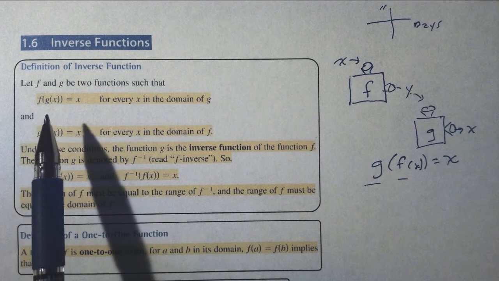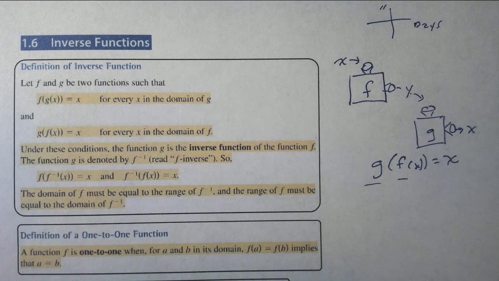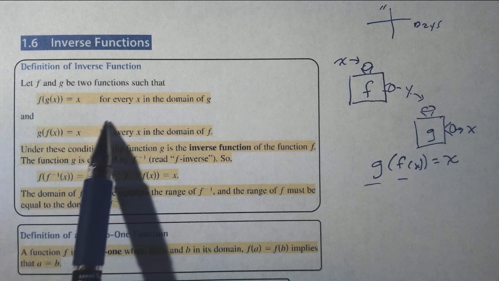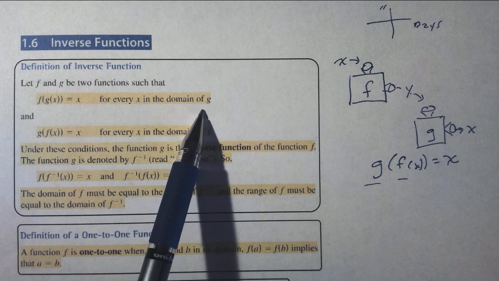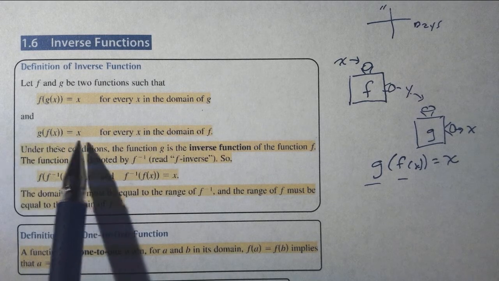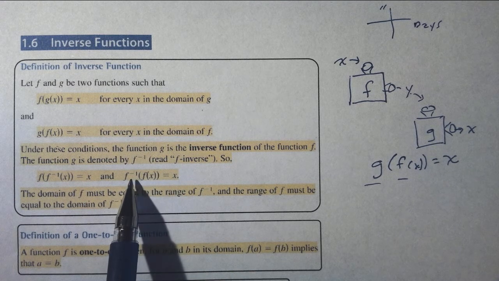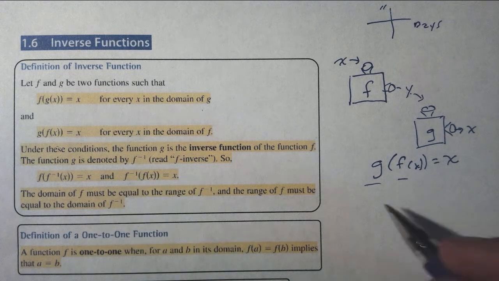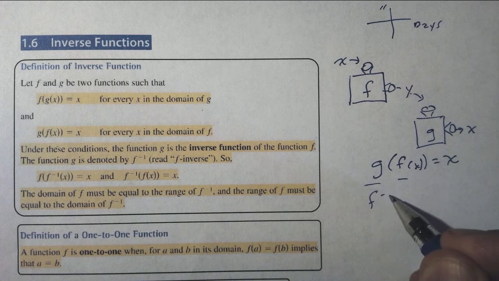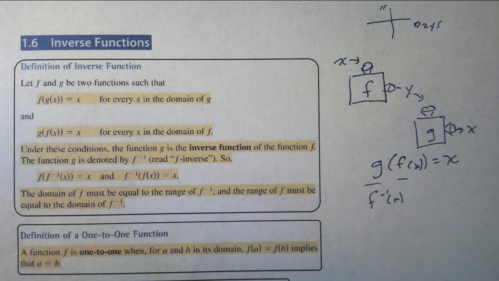So let's take a look at the definition. Let f and g be two functions such that f of g of x equals x for every x in the domain of g, and g of f of x equals x for every x in the domain of f. Then they are said to be inverse functions. Here's a little terminology we would use. I would read this as f inverse of x. Okay, let's build on that.